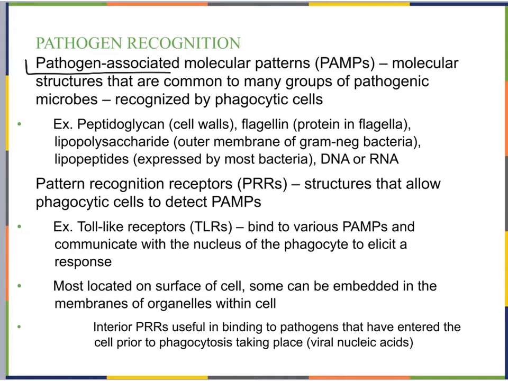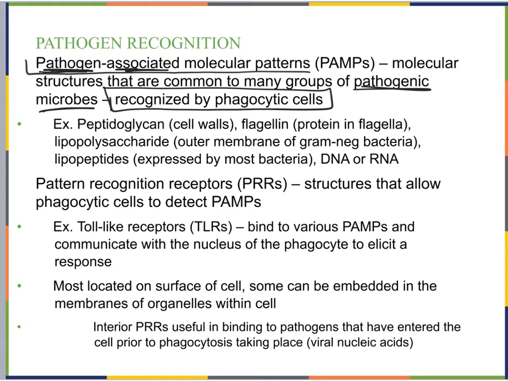So the first one is pathogen-associated molecular patterns, or PAMPs. These are molecular structures, as their name implies, that are common to many groups of pathogenic microbes. So these are specifically recognized by pathogenic cells. Again, pathogen-associated, so associated only with pathogens, and then these are specific molecules that are in a particular pattern on a pathogen that we don't find in our own cells.